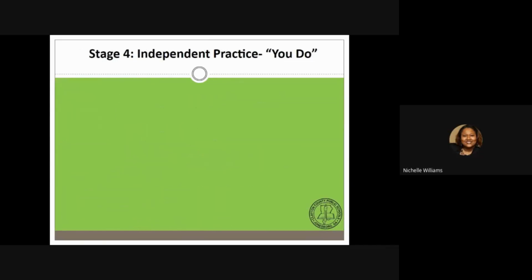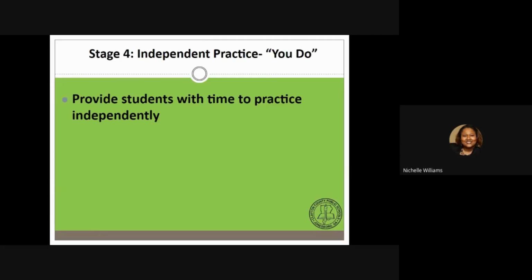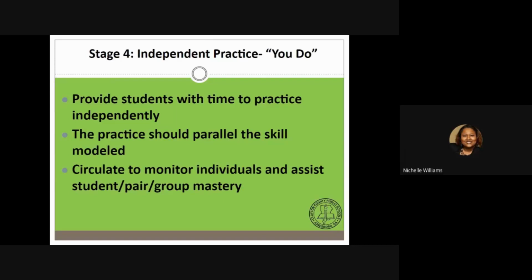And then the you do part. This is when students move into independent practice. You give them the time to practice by themselves. It should also parallel whatever skill you modeled and what they've worked on in their group. You still want to circulate, and sometimes independent practice can be in pairs or small group, especially if students are working on a project where they have an end product.